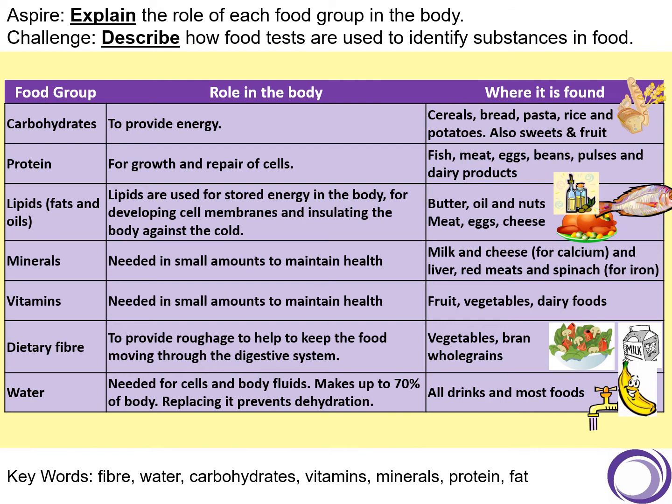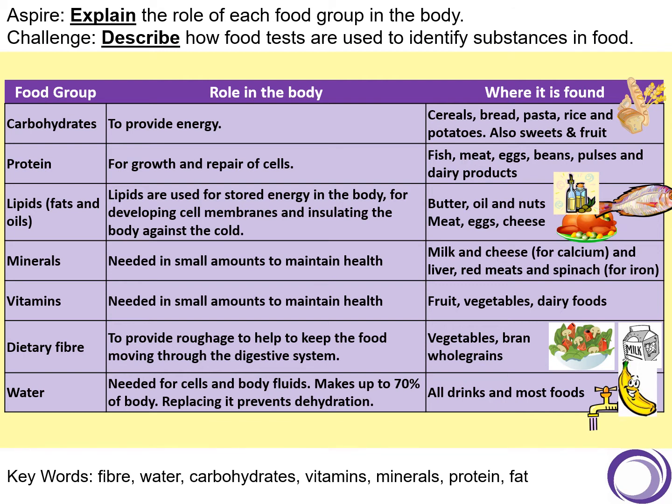The next food group is the fat food group, or lipids, and things that are lipids are butter, oil, nuts, meat, eggs and cheese. And lipids are used for stored energy in the body and for developing cell membranes and insulating our bodies against the cold. Now, both vitamins and minerals are needed in small amounts to maintain health. Examples of minerals are milk and cheese for calcium, and liver, red meats and spinach for iron, and vitamins, you will find them in fruit, vegetables and dairy foods.